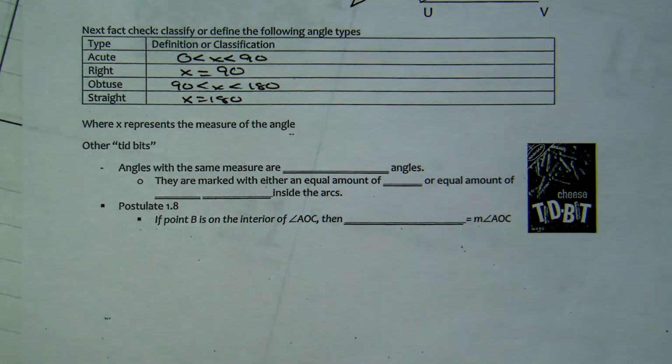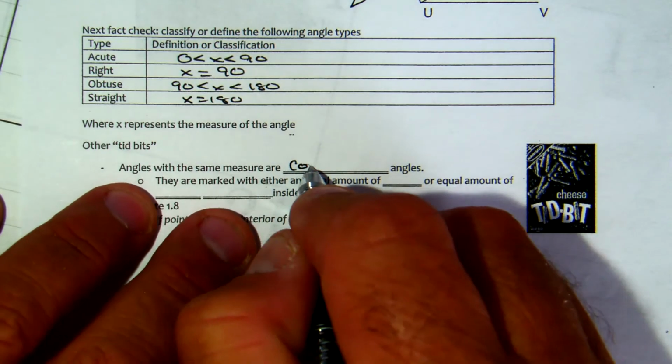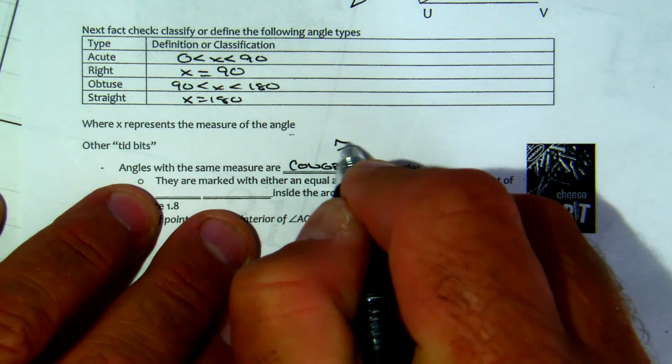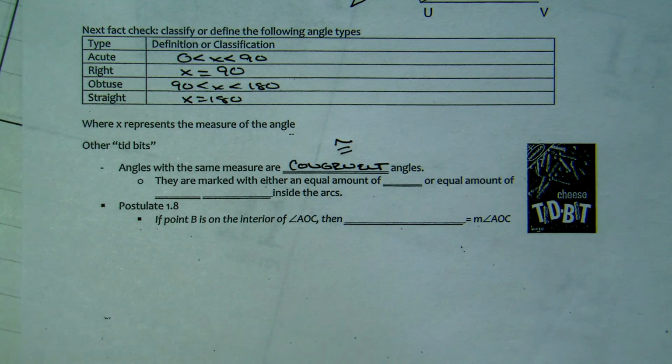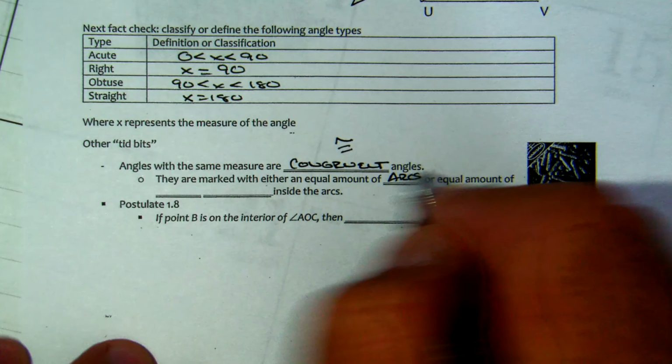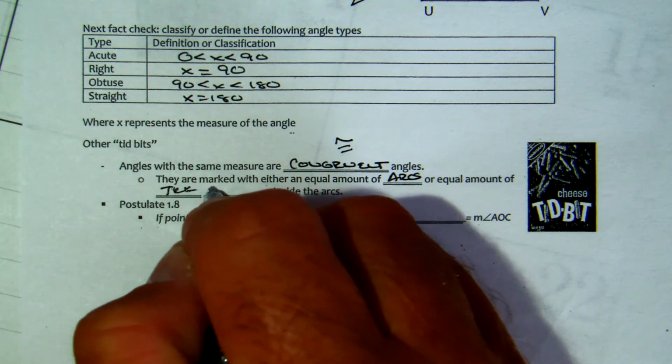Other tidbits: angles with the same measure are congruent angles, C-O-N-G-R-U-E-N-T. That's the symbol from last section. They are marked with either an equal amount of arcs or equal amount of tick marks inside the arcs.